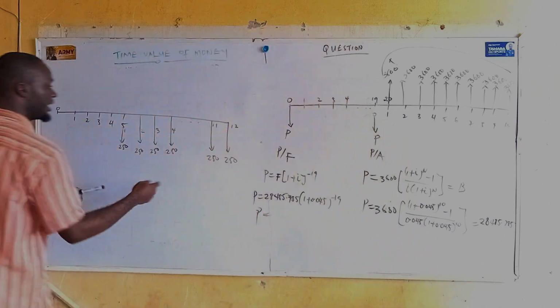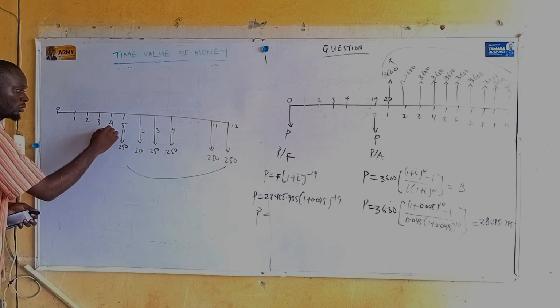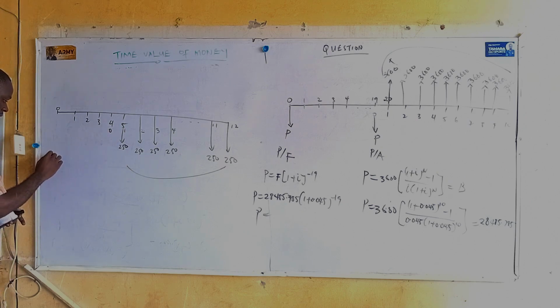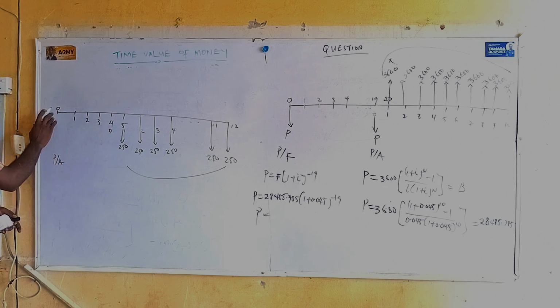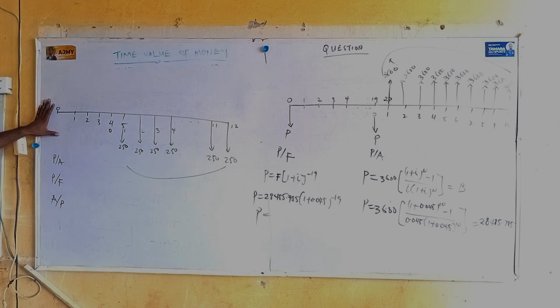So we can either take this value to 0, then find P given F. Then you take this value now to 0, which should be your P. Anything you get, that's how you can find A. Someone wants to find the equivalent annual sum, with this one starting 5 years in the future.